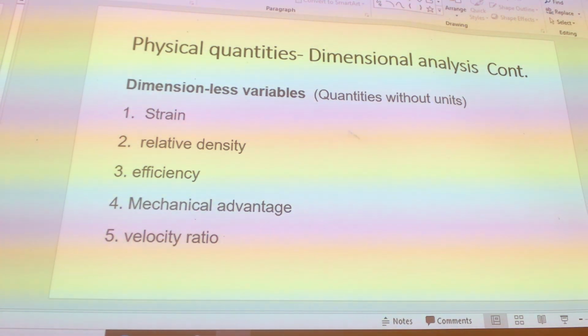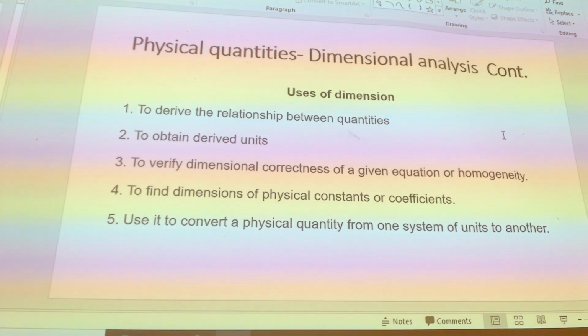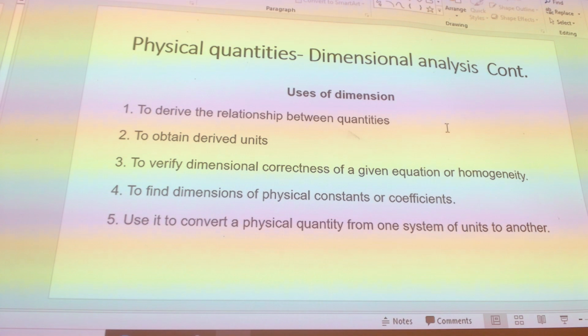So if we consider the next topic, what are some of the uses of dimensions? We have various uses of dimensions. One of them is that we use dimension to derive the relationship between quantities. How can this be possible? That is going to be our next tutorial.